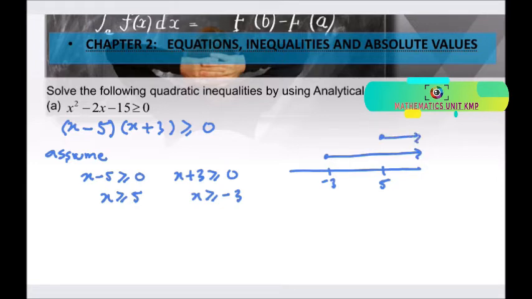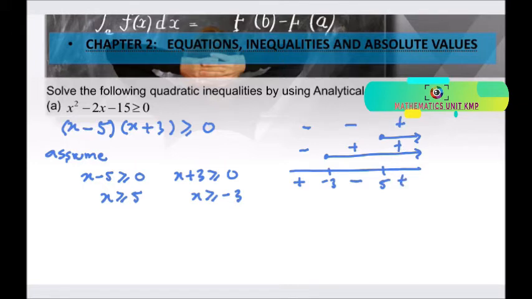Next step, we put the positive sign on the line, and on another section you put the negative sign. Okay, let's solve from the number line. Negative multiplied with negative, you will get a positive sign. Negative sign multiplied with positive, you will get negative. Positive multiplied with positive, you get positive.